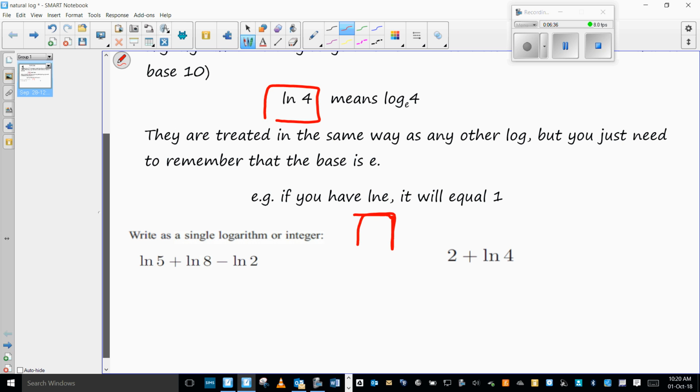natural log of e, oh, we could have a log. That's something like that.